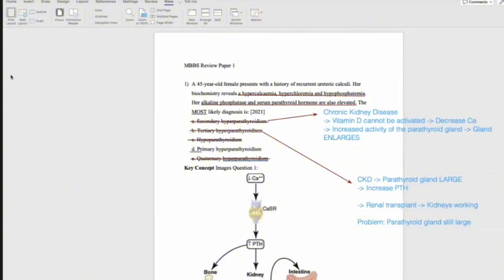And this question is an example of a third order question because it requires a lot of reasoning. And then the last thing, just to mention, the patient had a history of recurrent ureteric calculi. That's because they're constantly reabsorbing calcium and they have excess calcium in the kidneys being filtered. So you end up getting renal stones, right?